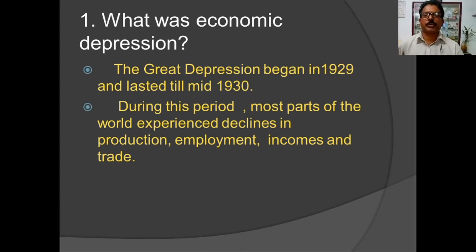First question: what was economic depression? The Great Economic Depression began in 1929 and lasted till the mid-1930s. During this period, most parts of the world experienced declines in production. Production reduced, employment decreased, income decreased, and trade decreased. So we can understand the economic depression affected production, employment, income, and trade very badly. As we go to the next question, we can understand what the impact was.